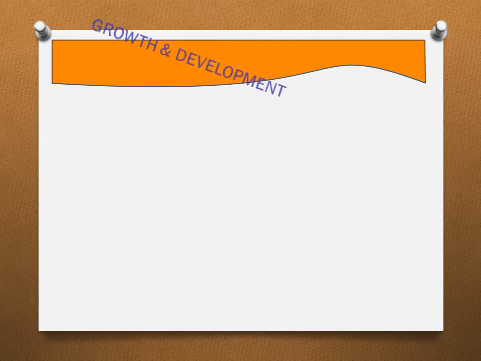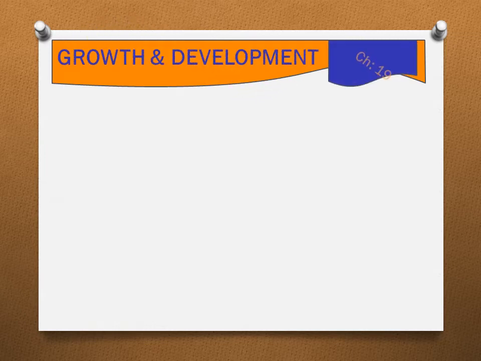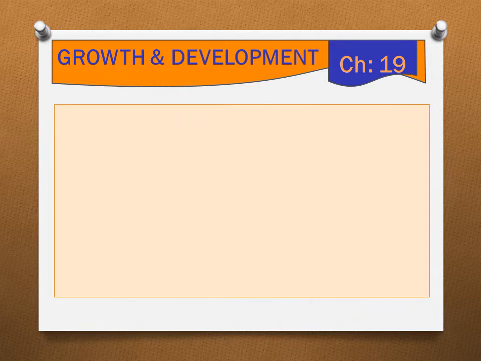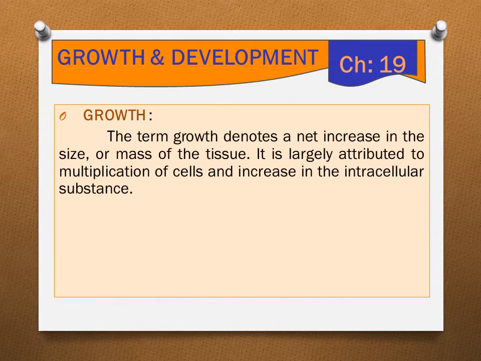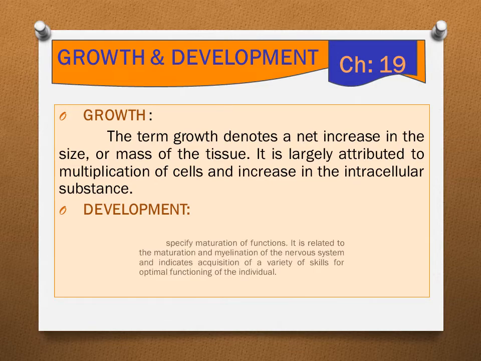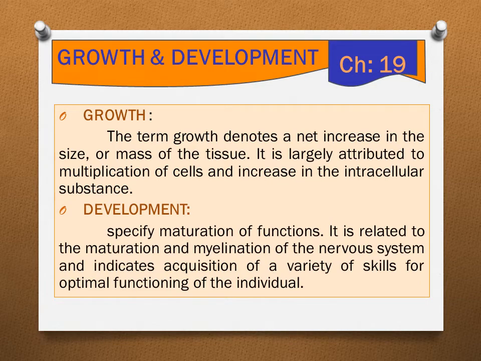The 19th chapter is growth and development. Growth is an increase in the amount of living material in an organism, or growth is the permanent and irreversible increase in size that occurs in an organism, while development is the series of changes in a zygote, or development could be described as an increase in complexity.